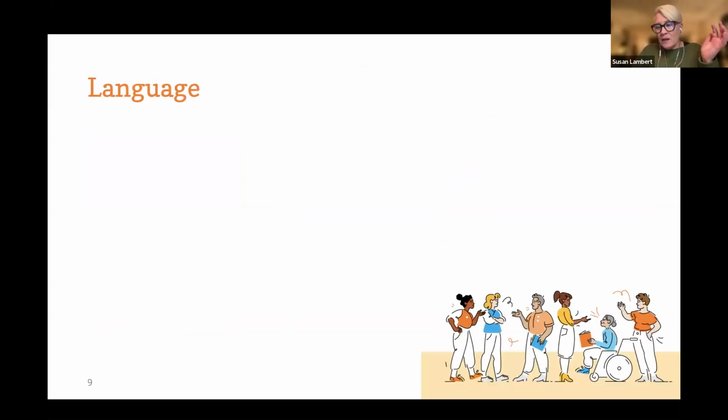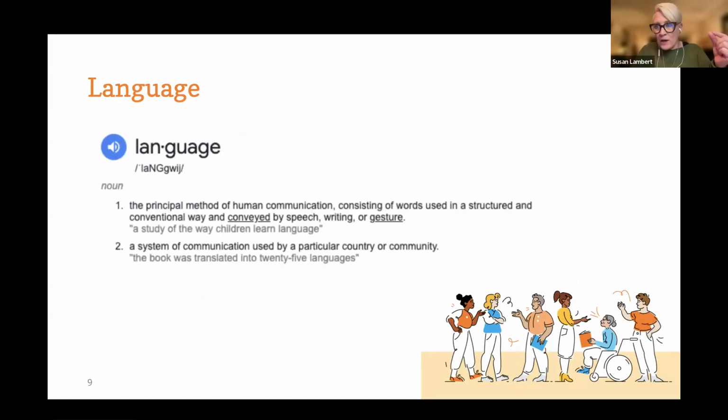So, language. If I were to ask you for a definition of language, could you define it? And I think this is one of the things that's most difficult for teachers to define. And it's one of those things that is the most important as we talk about the classroom environment, both for teaching and for learning. With a quick Google, here's what I found. Google says that language is the principal method of human communication, consisting of words used in a structured and conventional way, conveyed by speech, writing, or gesture. And it's a system of communication.